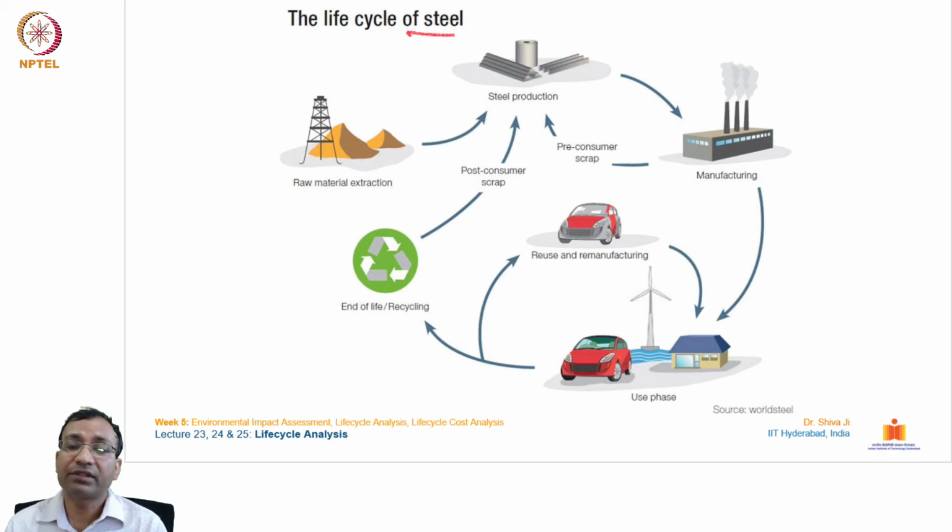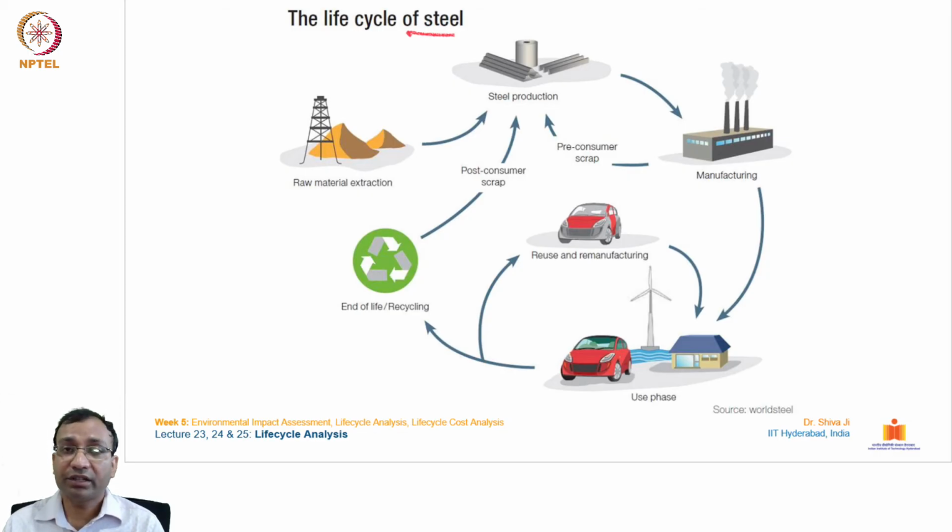So how does the life cycle of steel look? This is a schematic diagram which starts from the extraction of the raw material, the extraction of ore from the mines. There are iron mines in different places in our country, like the states of Chhattisgarh, Jharkhand, and Odisha, which are the major suppliers of iron ores and minerals. And from there it goes to the production unit.